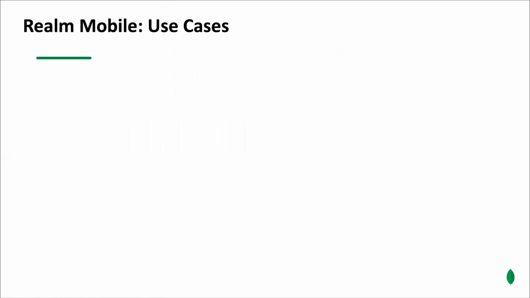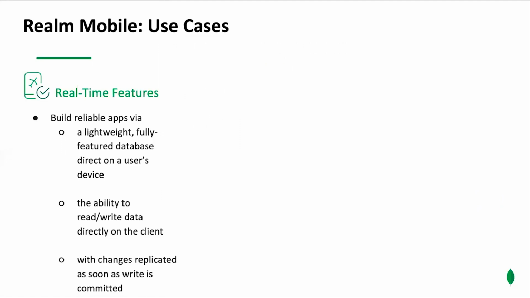Gabriele continued reading more and more. He's very keen at getting to the bottom of everything. So he started reading existing use cases on how Realm was used. The first use case that he read was about real-time features and how with Realm we could build reliable applications with a database that is on the mobile device, providing us the ability to read and write data directly on the client. And then once we have connectivity, that will be synced with other clients, and how the changes are replicated as soon as the write is committed on the device, which is pretty cool that it's handled by Realm for us.